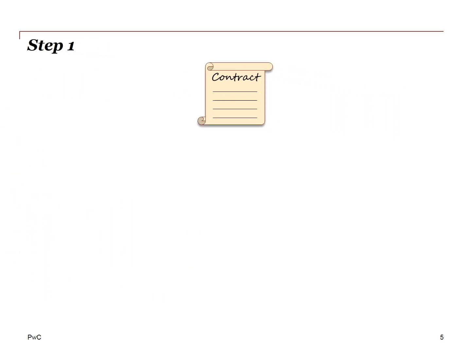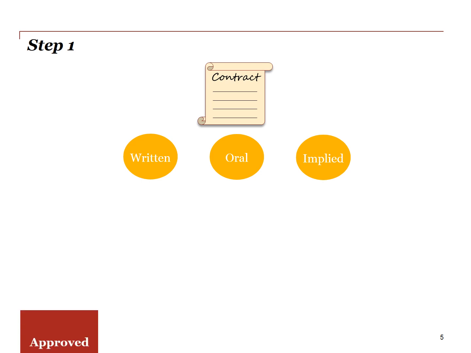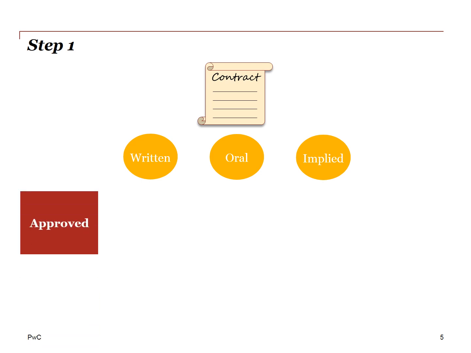Let's first look at the characteristics of a contract. It can be written, oral, or implied by an entity's customary business practices. It also needs to meet all of the following 5 criteria. It needs to be approved, which might be in writing, oral, or implied, based on an entity's established practice.